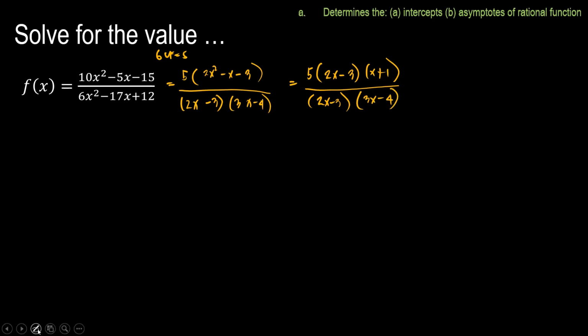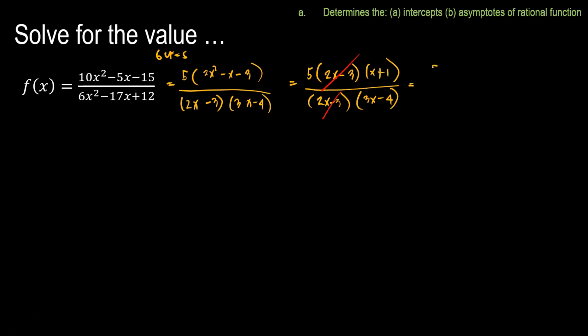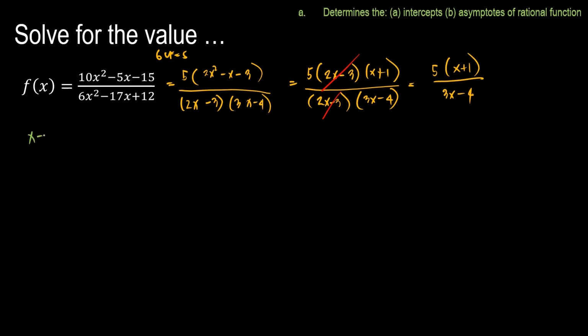Okay. So as you can see, class, pwede kayong mag-cancel this one and this one. So ang matitira na lang dyan ay 5 times (x plus 1) all over (3x minus 4). Okay, so that's our function, the simplest form. So now let's solve for the x-intercept. Let's determine the x-intercept by letting y is equal to 0.